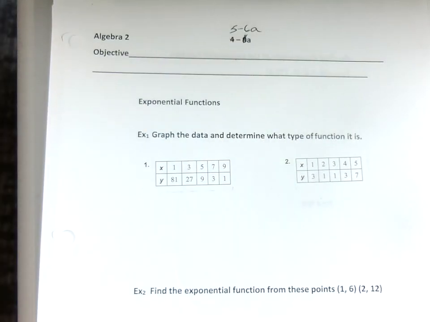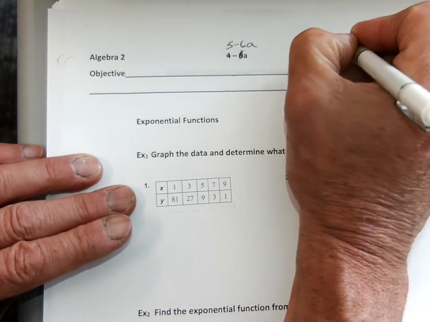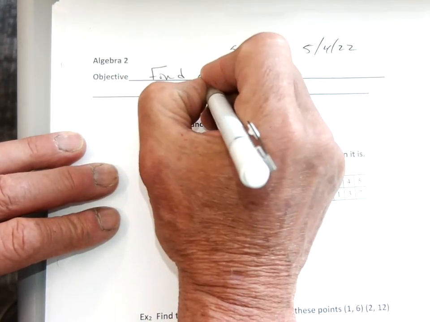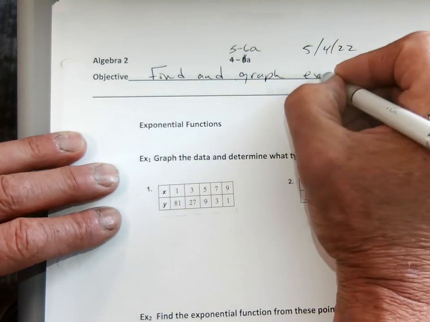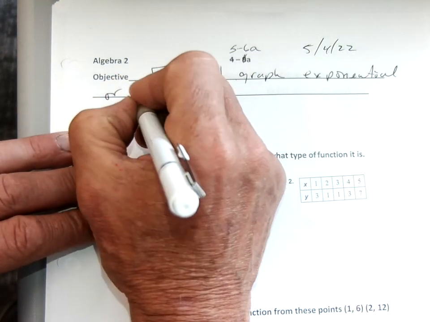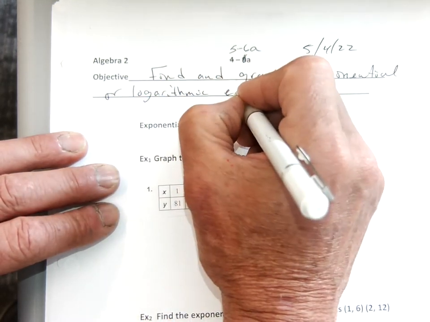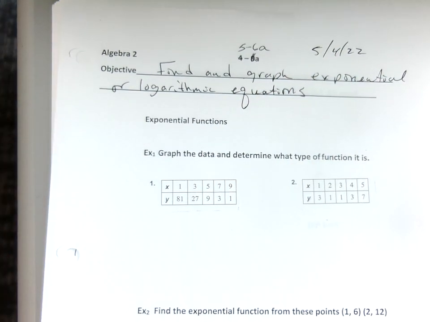So if we know that, let's go ahead and take a look at our notes. Today, May 4th, 5/4/22, our objective is to find and graph exponential or logarithmic equations. Don't be sorry. Never be sorry. Okay, and I'll back up and let you write that down. So we're going to find and graph exponential or logarithmic equations, okay?